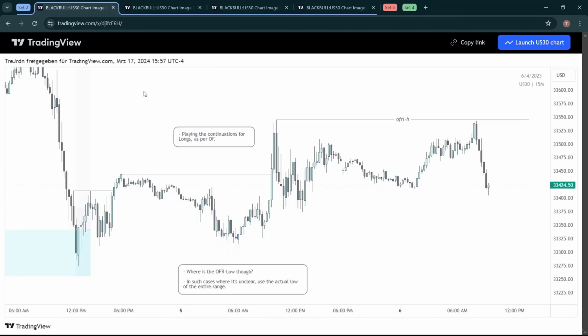But we move to the next one. And this kind of plays into how we move forward. And I guess this will be following there or something. But playing the continuations for longs as per the order flow.